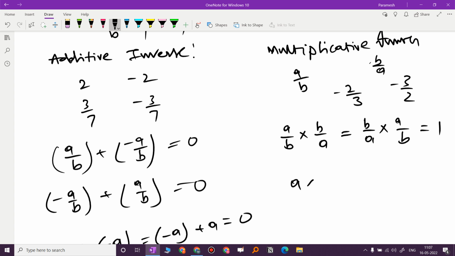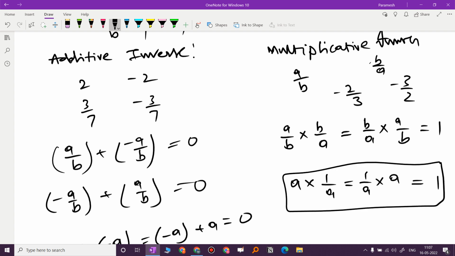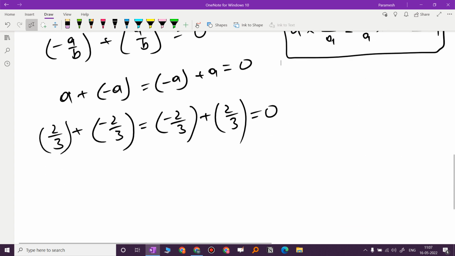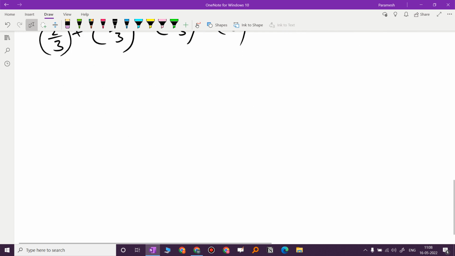Suppose a, its multiplicative inverse is 1 by a. Suppose you take 1 by a, its multiplicative inverse is a. So their result becomes 1. That is also called the multiplicative inverse property. Okay. These are the 5 properties. The rational number set satisfies the 5 properties. What are they? See, listen.